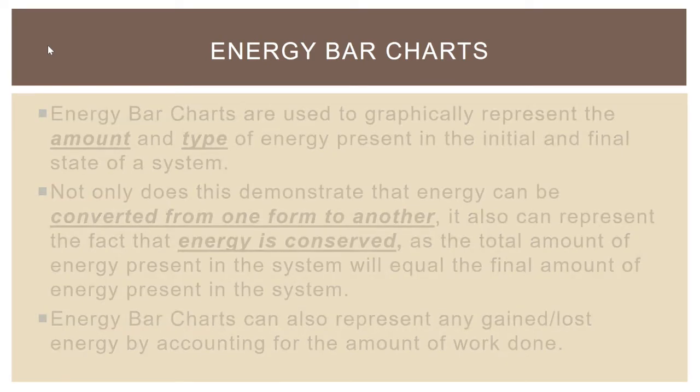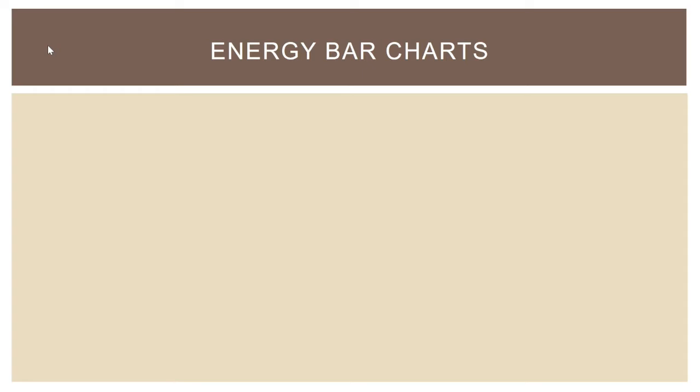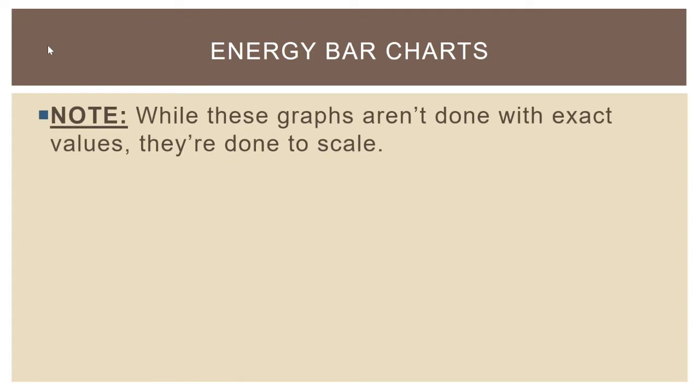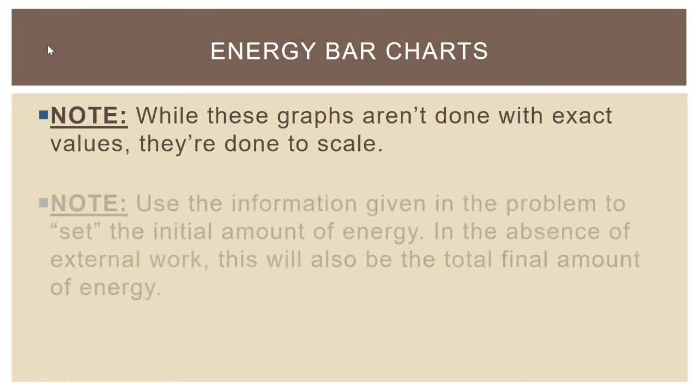Okay, so a couple of things you definitely want to know as we go through this. And you'll see I'm going to address each and every one of these in probably the first example that we do. The first thing we'll say here is while these graphs aren't done with exact values, they're done to scale. Most of the time, they're not going to tell you the amount of initial energy or the amount of final energy, but they'll be able to give you enough information so that you'll know roughly how they compare. You won't know that the initial energy is 100 and the final energy is 200, but you'll know that the final energy is supposed to be double, something like that. So they're done to scale.